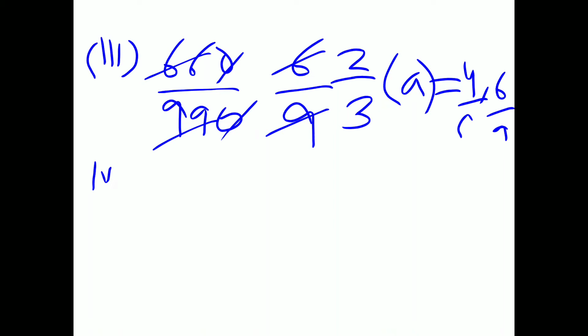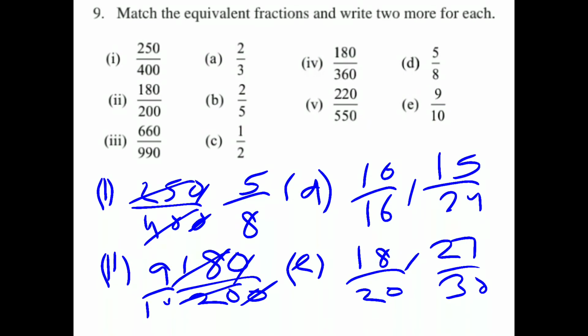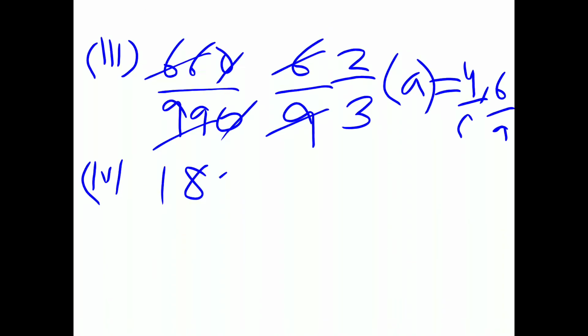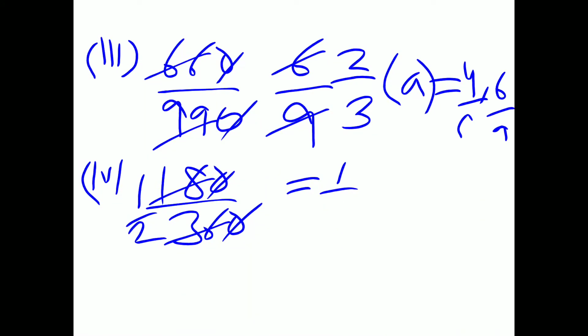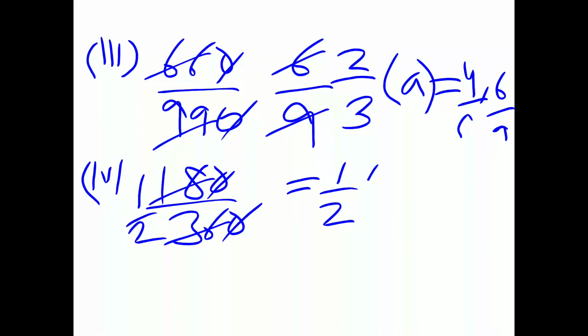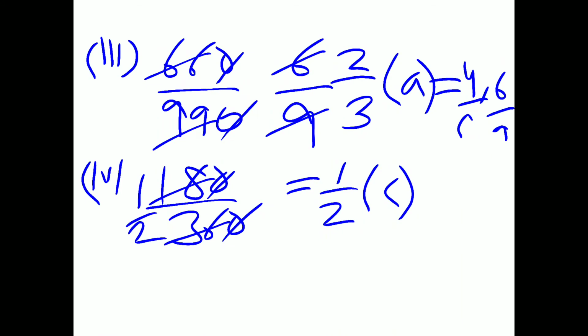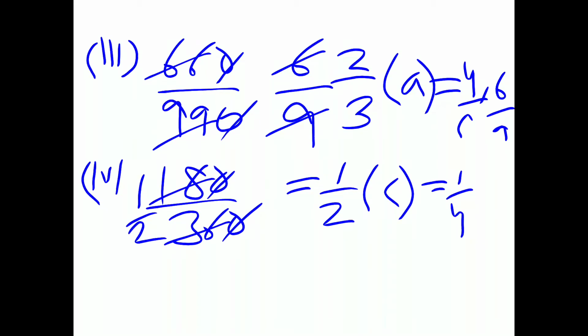Now we do the fourth one. Fourth is 180 by 360. If I cut this 0, 0, 18 and 36 come in the table of 18 only. So the answer is 1 by 2. And its answer is C part, that is C. Now for 1 by 2, more numbers if I write: 2 by 4, 3 by 6. Clear?